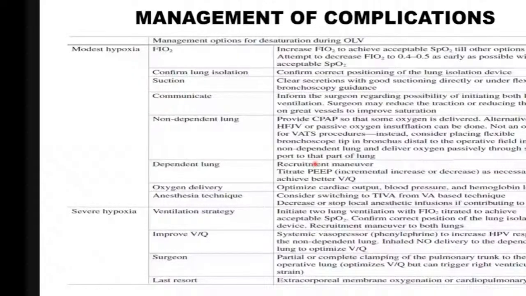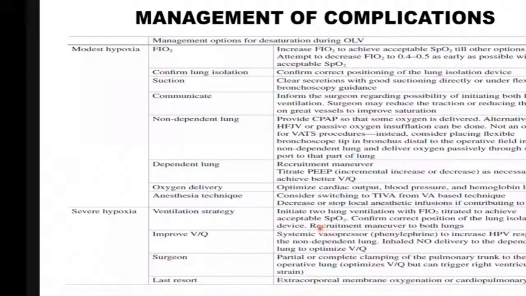We can access from the volatile anesthesia, total intravenous anesthesia, if the blood pressures are low. And if it's a severe hypoxia, of course, then we have to turn to both lung ventilation and, of course, check all the positions and all.